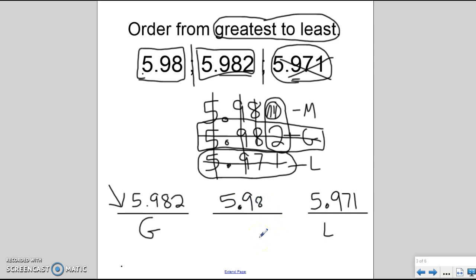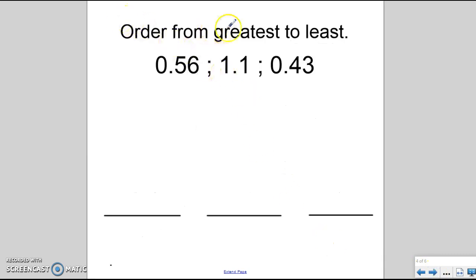So here you can see, crazy enough, that 971 ends up in the least spot from a 98. And that's because in this alternate universe, we don't want to be fooled by our eyeballs because we know what that equivalent decimal really meant. All right, this time we're ordering from greatest to least.